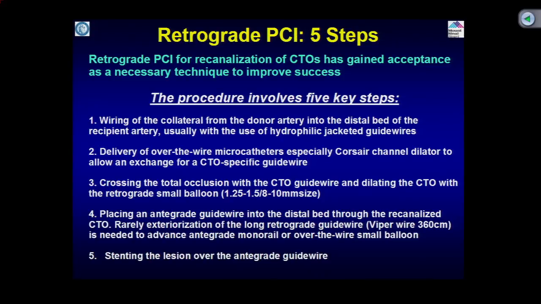Now, the second is the delivery of an over-the-wire microcatheter, especially the Corsair channel dilator, to allow an exchange of a CTO-specific guide wire. You agree with that? Yeah, starting with a Corsair really has helped to increase the success of the CTOs because you go through the channel. Then the third point is crossing the total occlusion with a CTO guide wire and dilating the CTO with a retrograde small balloon, 1.2 to 1.5, 8 to 10 millimeter size.